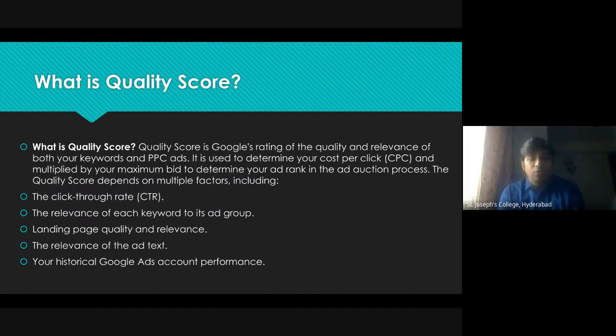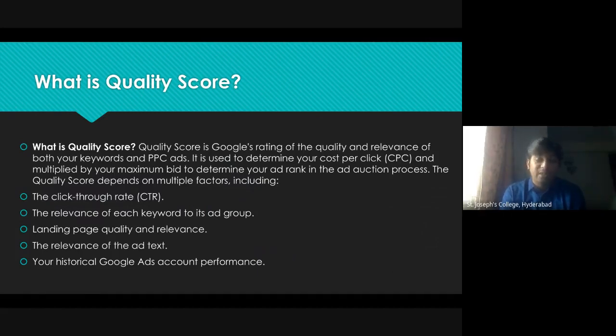So quality score is the rating of the quality and the relevance of both the network and the keywords and also the PPC ads. It determines your cost per click and is multiplied by maximum bid to determine your ad rank, that I explained in the earlier slide. It also talks about the click-through rate and the relevance of each keyword to its ad group. These are the factors that quality score depends on.